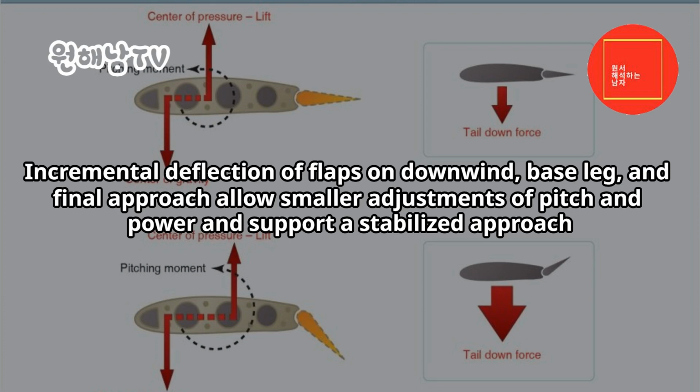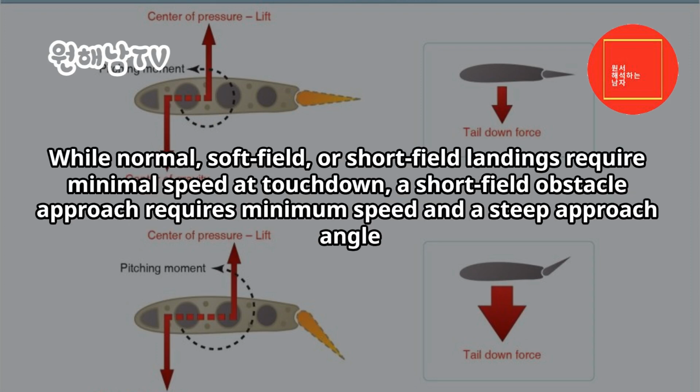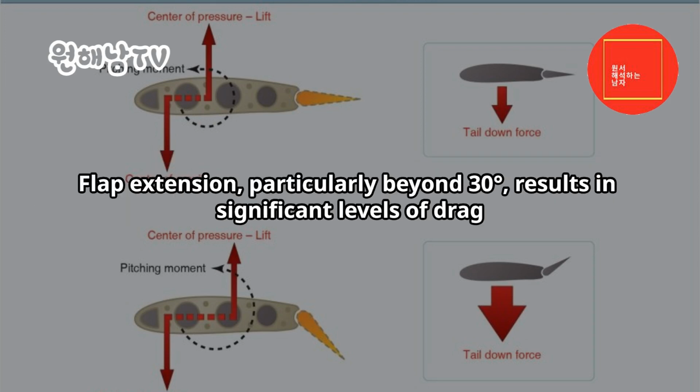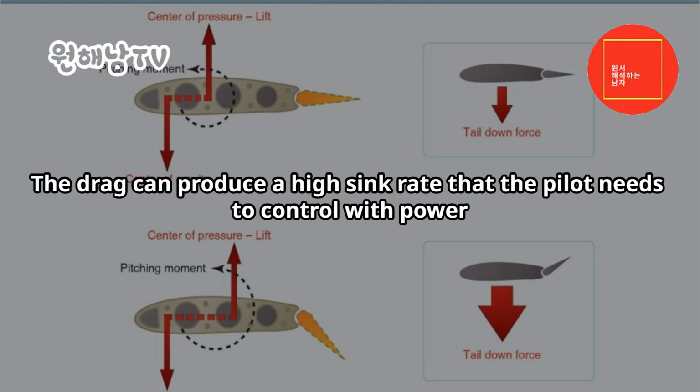a stabilized approach. While normal, soft field, or short field landings require minimal speed at touchdown, a short field obstacle approach requires minimum speed and a steep approach angle. Flap extension, particularly beyond 30 degrees, results in significant levels of drag. The drag can produce a high sink rate that the pilot needs to control with power.